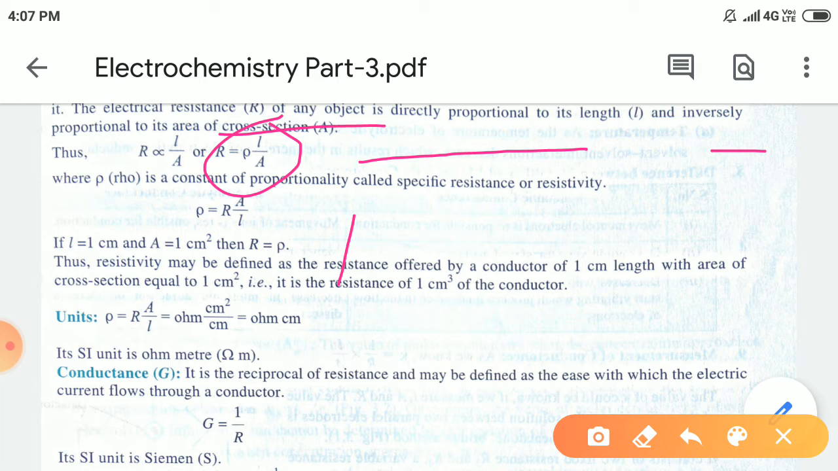So if length is 1 centimeter and cross section area is 1 centimeter square, at that time resistance is equal to resistivity or specific resistance. Now the unit of specific resistance is ohm centimeter.